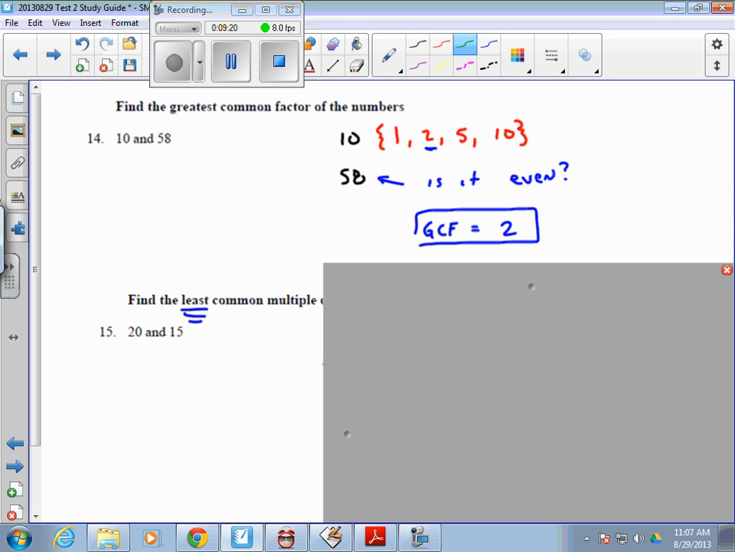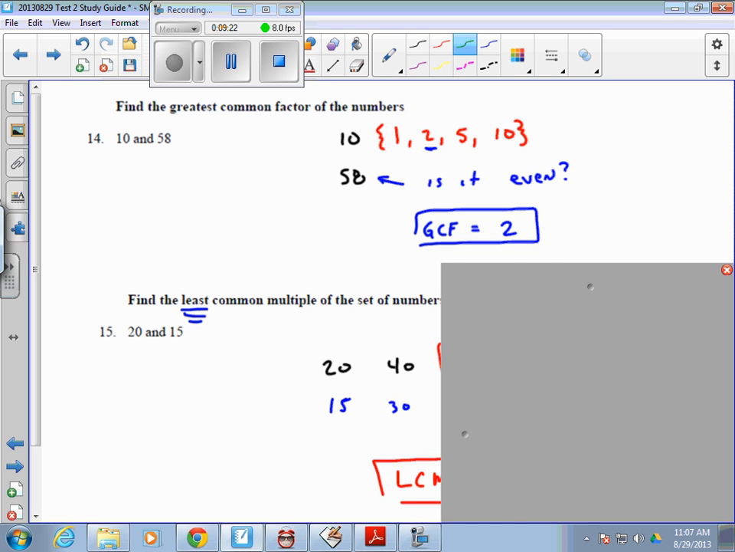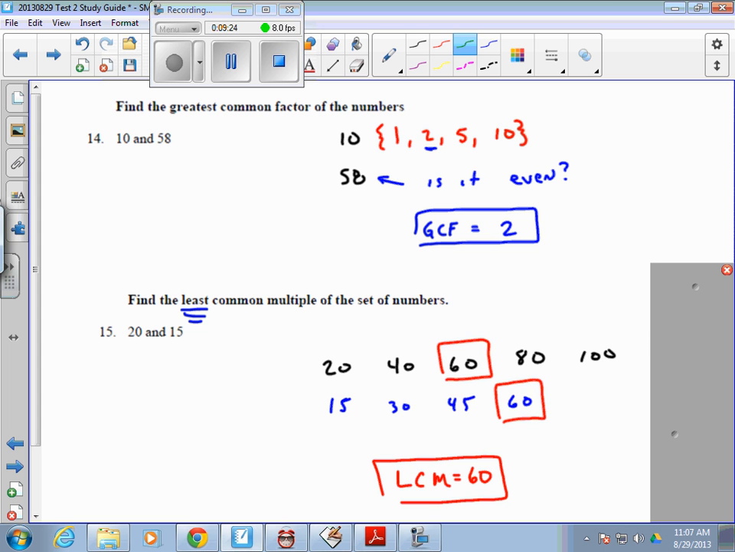When you're finding least common multiple, now you're talking about counting by the numbers. So if you count by 20: 20, 40, 60, 80, 100, and count by 15: 15, 30, 45, 60, the smallest one is what least means. Least common multiple, common means they're the same, 60. It's like greatest common factor, least common multiple, they share those in common, 60.